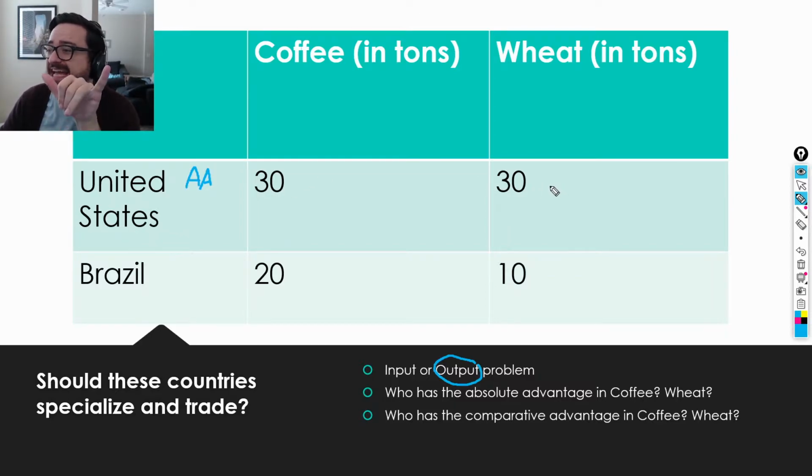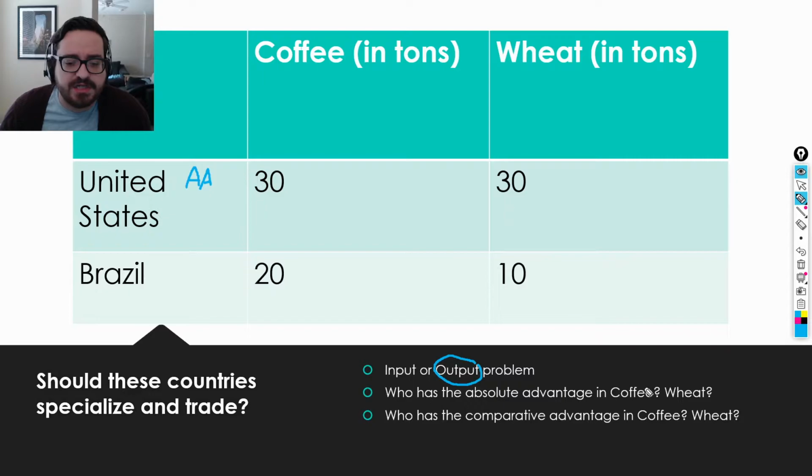They can't make 30 and 30. It's 30 or 30. Brazil can make 20 tons of coffee in a day, or 10 wheat in a day, or some combination. America could do 15 and 15 because that would be halfway between the two, which would be fine. Stuff like that. I'll show you on the next slide how that visually makes sense.